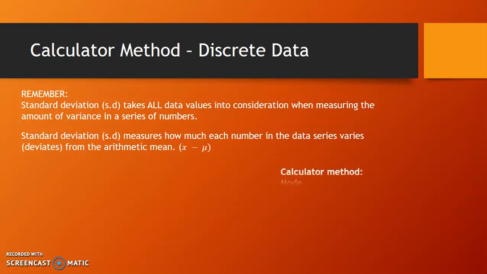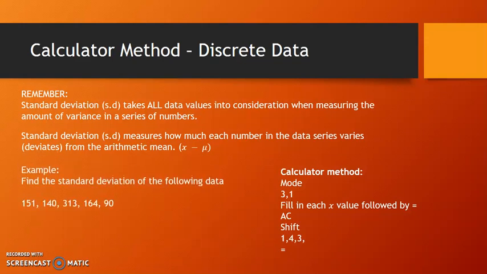Now, the calculator method is very, very simple if you can remember these following steps. So you press the mode and then 3, 1. Then you fill in each x value followed by the equal sign. And then AC, shift, and then 1, 4, 3. And then the equal sign again to give you your standard deviation. So let's look at an example.